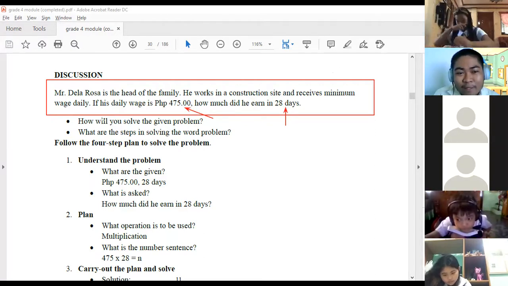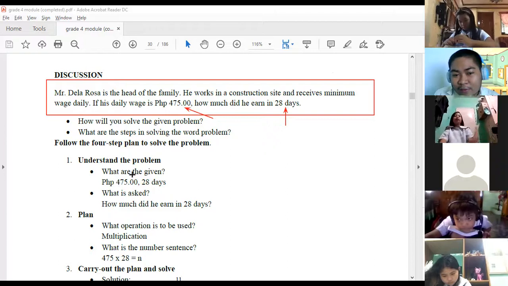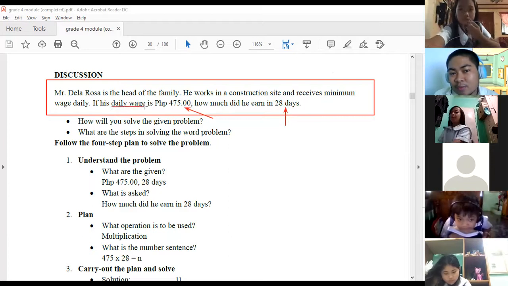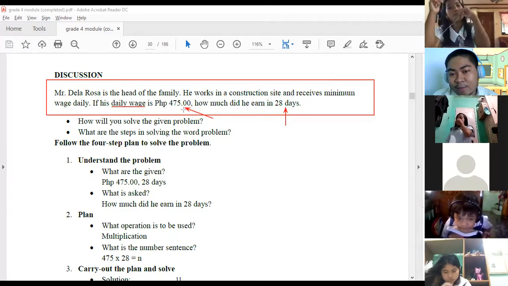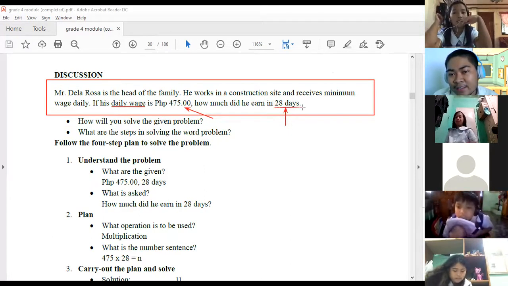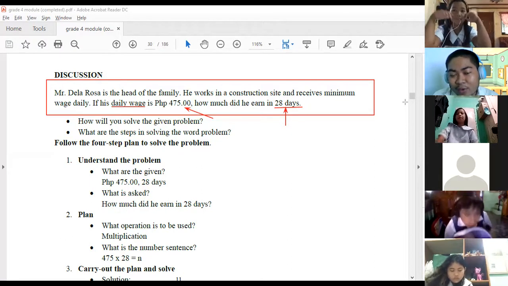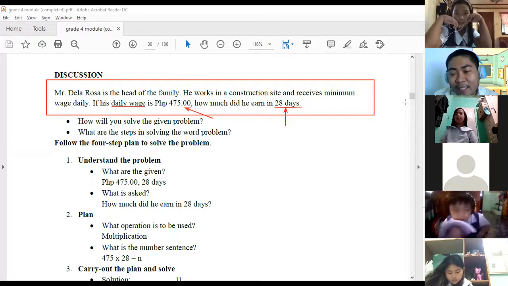Okay. So, the givens are 475, which is his daily wage. Tama? Yes, teacher. So, yung sabi niya dito, yung arawang kita niya daw is 475 and 28 days yung hinahanap natin. How much, di ba? So ilan daw lahat yung maiearn niya in 28 days.